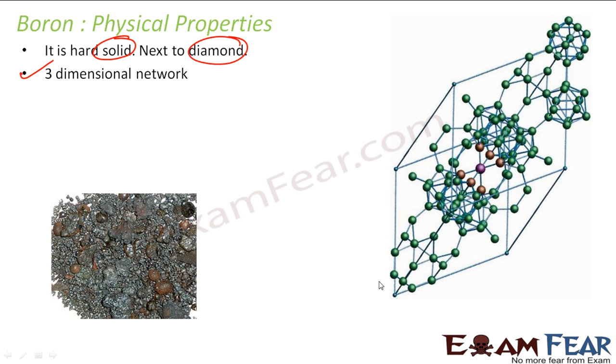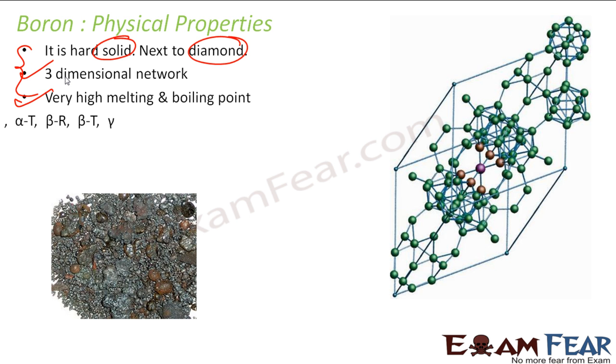And this is an icosahedral structure. It's very hard, and because of the structure, it is not only hard, it has very high melting and boiling point. All these things are linked actually. And there are 4 allotropes of boron which you won't study in this class, maybe in higher class.